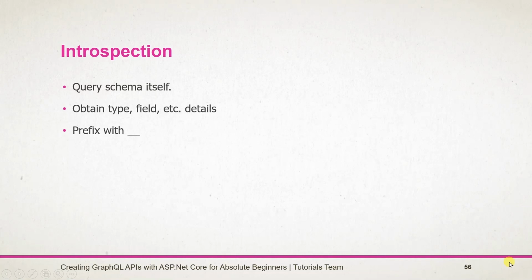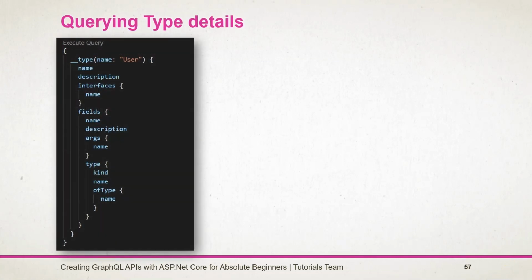Let's see what we have learned in this session. Using introspection, we can query the GraphQL schema itself and obtain the details for the supported query, mutation, type, field, or argument, etc. Here is the query that we have created. We need to use the double underscore type field and pass the name of the type in the name argument.